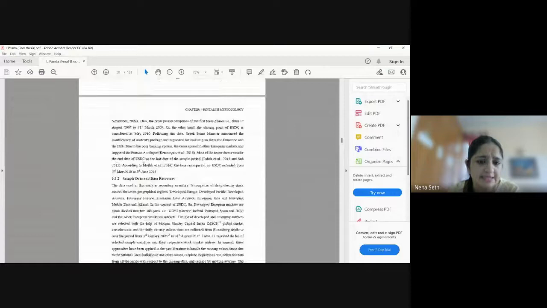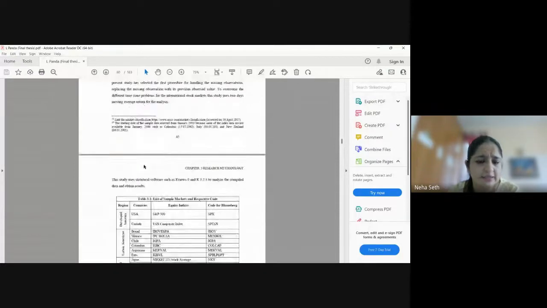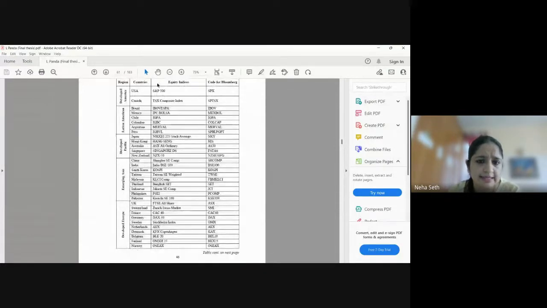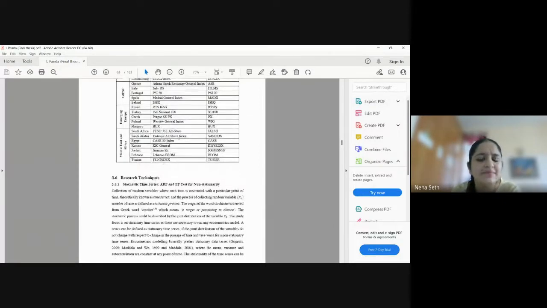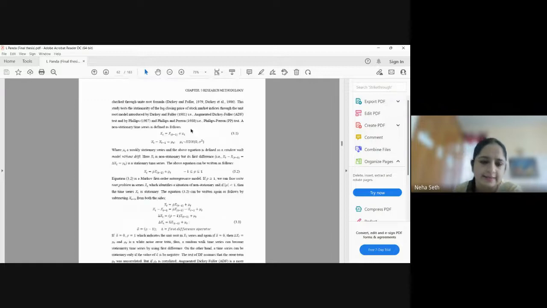This is our sample design, which defines our data and the sources of data. These are the markets which he has covered, and the codes which he used in the further study. We cannot repeat all these names every time. Maybe to represent South Africa, it is not possible to write the Wool All Share Index every time. So this is the code that we have given to this, and this is used further in this research.